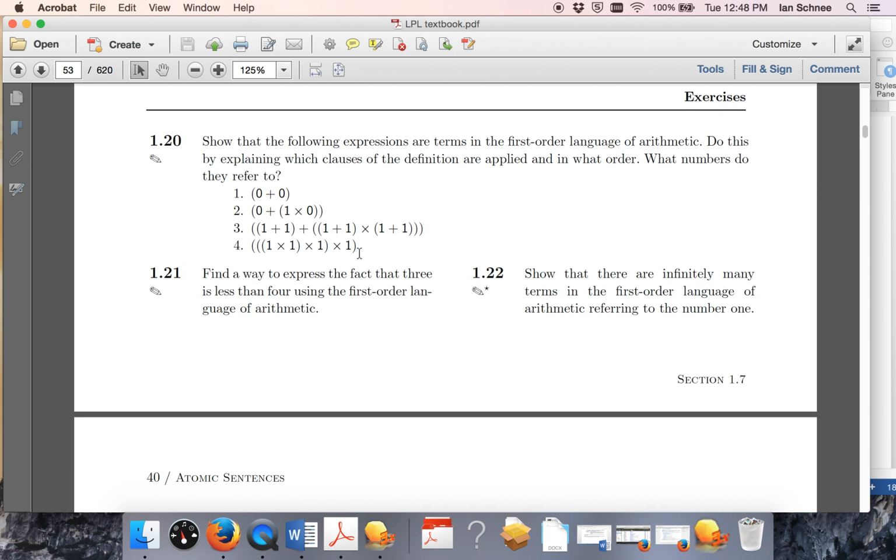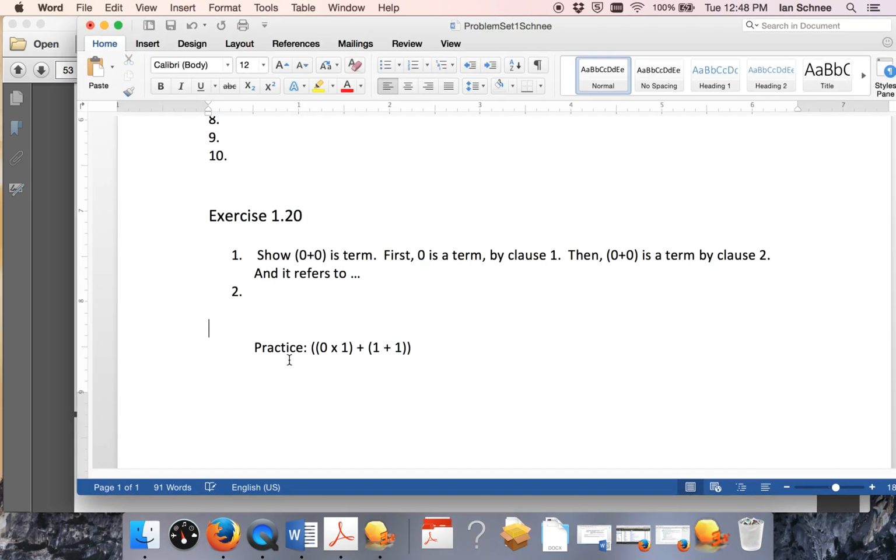Now these ones are a little more complicated, and I don't want to just do all 4 of these for you. So I'm going to do a practice one down here. So imagine this is another one that's slightly more complicated. How would you answer this kind of thing? So let's show that that is a term. Well, I would say something like this. So first, 0 and 1 are terms by clause 1. You can get done with both of them at the same time.